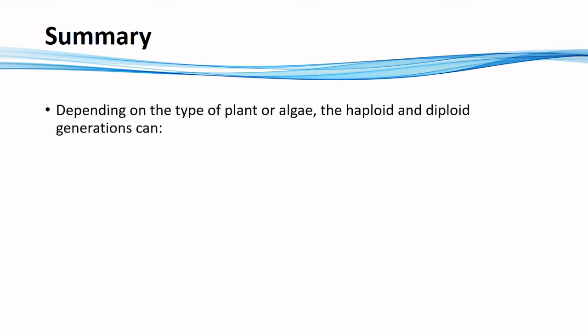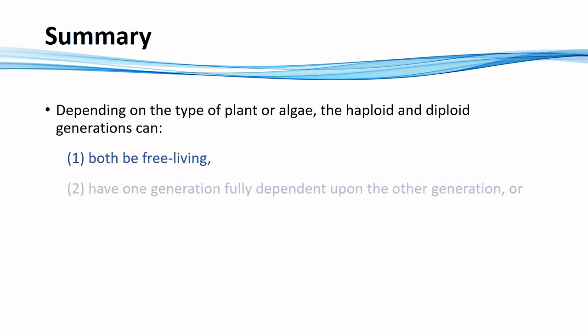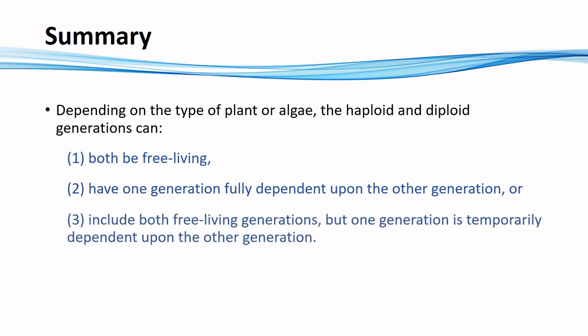Depending on the type of plant or algae, the relationship between the haploid and diploid generations can be as following. Both can be free-living, like we saw with ulva. One generation can be fully dependent upon the other generation, like we saw with the moss. Or both can have free-living generations, but one generation is temporarily dependent upon the other generation, like we saw with the ferns.